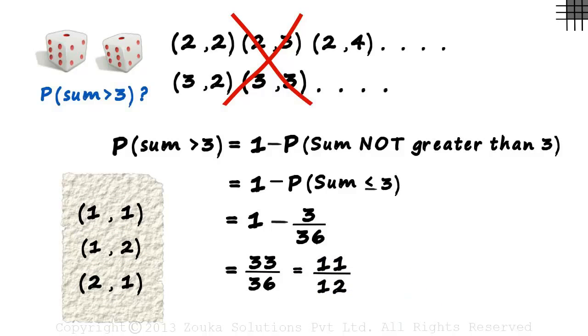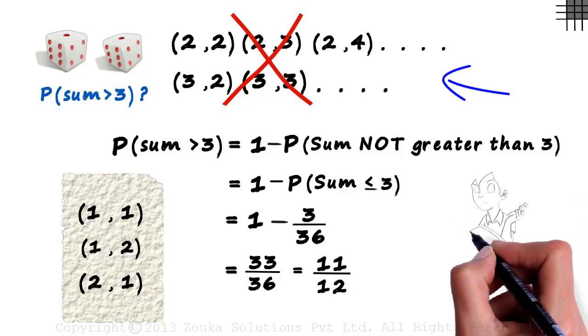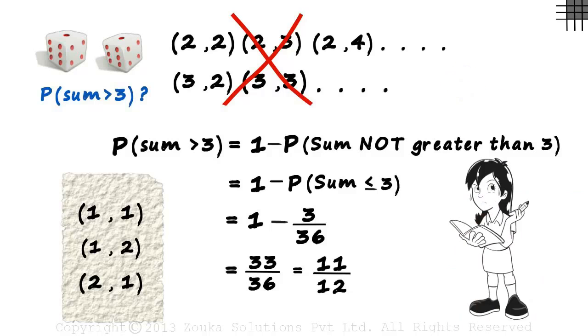Think about it. If we would have solved it the other way, we would have had to write 33 possibilities.